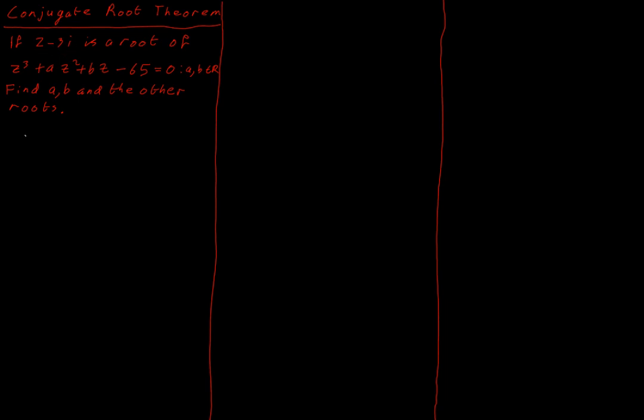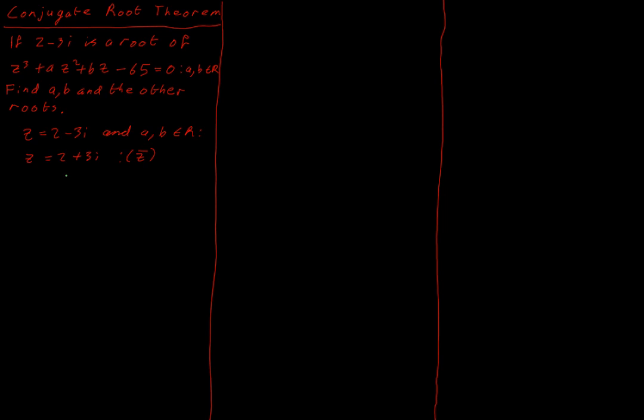If I know that z is equal to 2 minus 3i, and I know that a and b are real, therefore z is equal to 2 plus 3i must also be a solution. Again, this is the complex conjugate, this is z bar. So that must also be a root. So now I have 2 of my 3 roots for very little work.